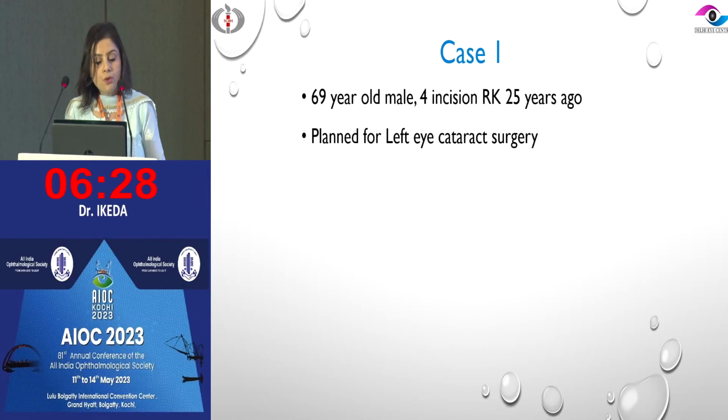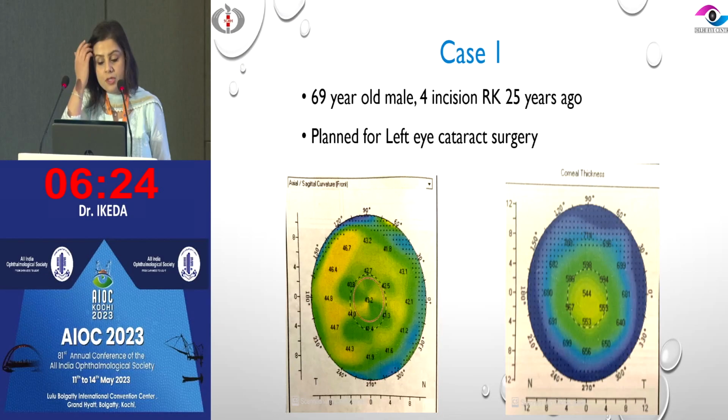So let's look at a few cases. The first patient is a 69-year-old male who underwent 4-incision RK surgery 25 years ago, and now he's planned for left eye cataract surgery. We see here that the topography looks pretty regular, and the thickness is not too altered.